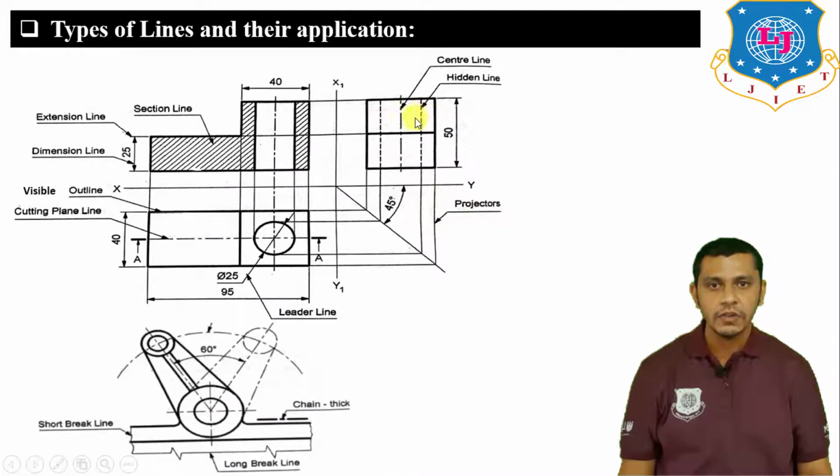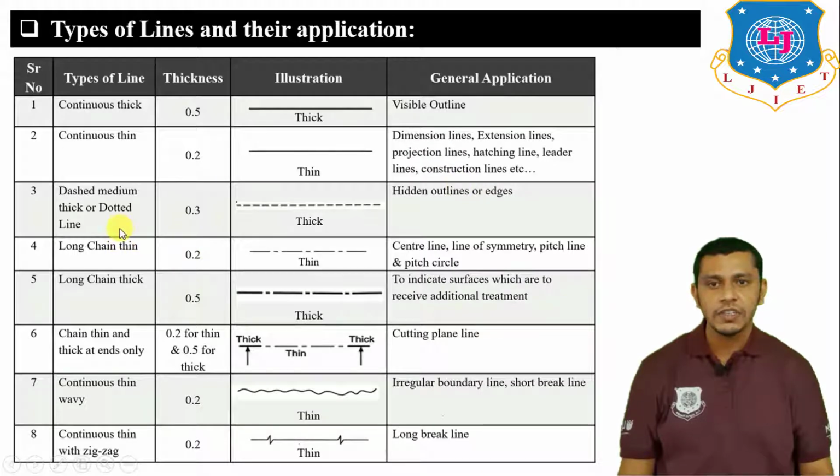So here in this figure, you can see this is the hidden line, or dotted line or dashed line. It is the hidden part of the circle. The circle is not visible in this view. So to show the hidden part of the circle, here we have used the hidden line.